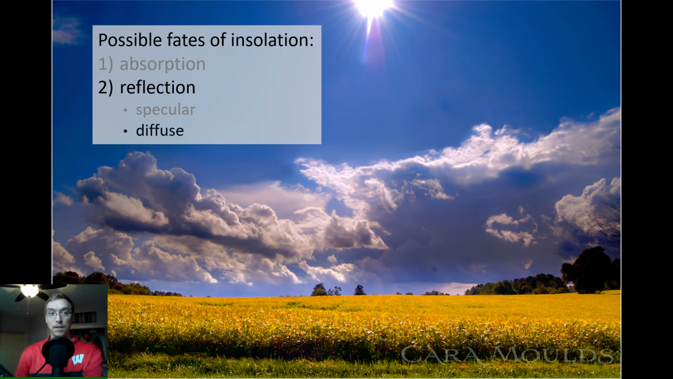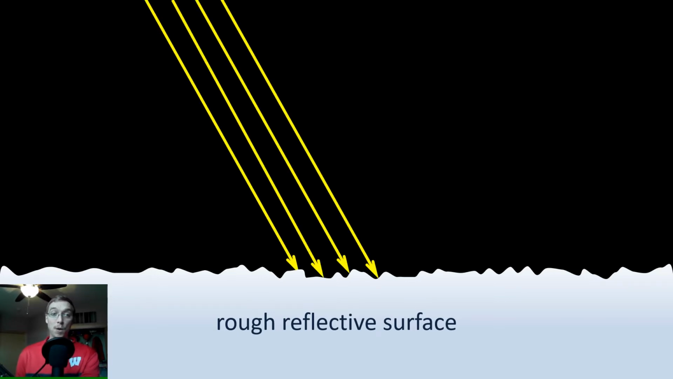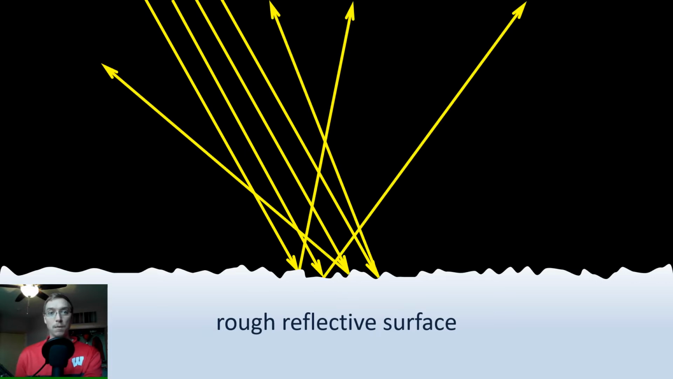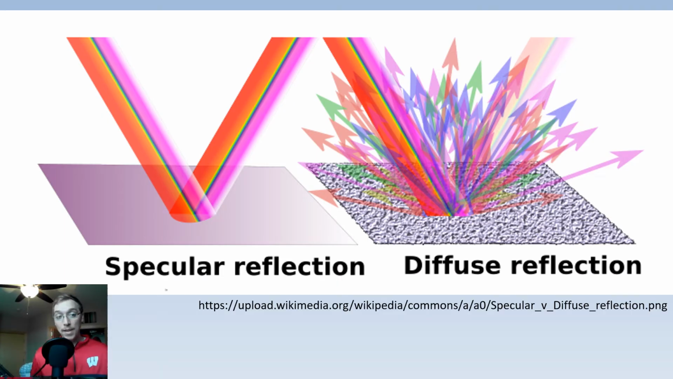Our next is diffuse reflection. Sometimes we have really rough reflective surfaces, and those incoming solar radiation rays are scattered about. They are completely different than what we would think of with specular, or mirror-like, reflection, where here there's really no rhyme or reason. We can look at this diagram and see the same thing. Specular reflection shows almost a perfect one-to-one incoming to outgoing ratio, whereas with diffuse reflection, those rays are scattered about.